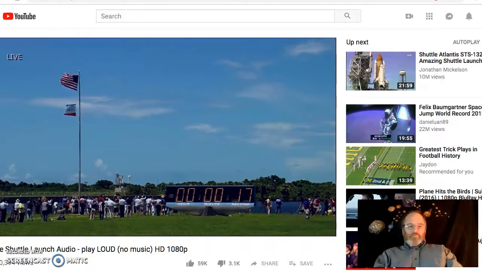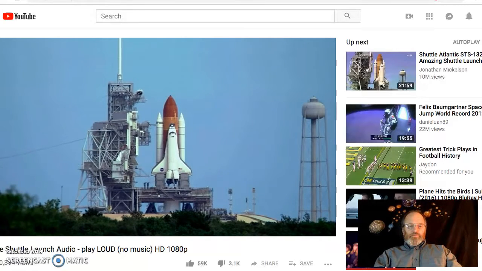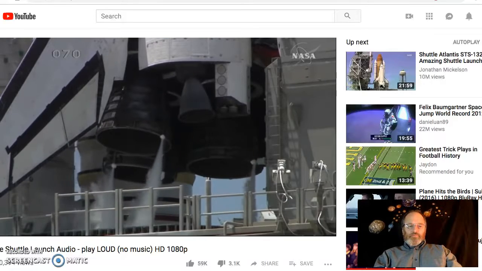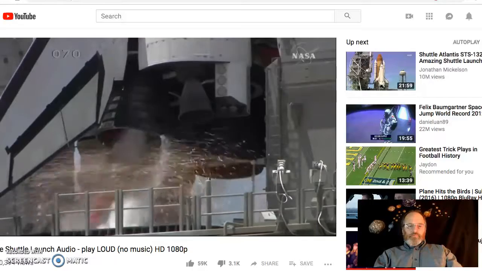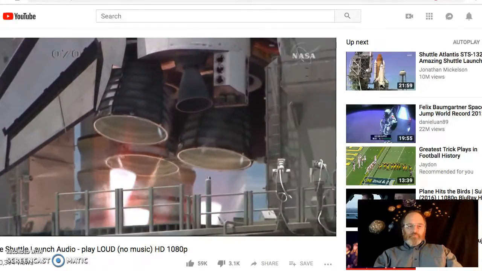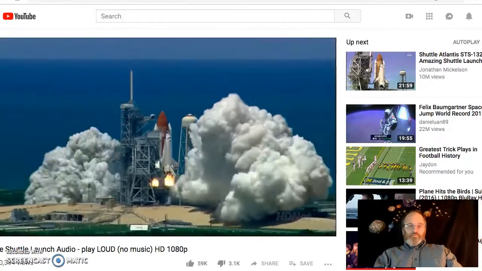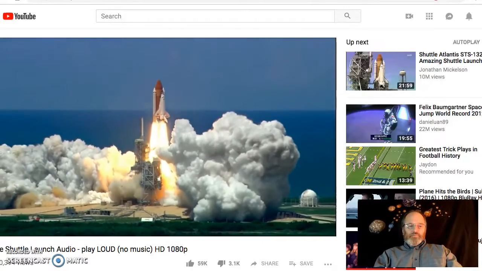T-minus 17 seconds and counting. 15, 12, 11, 10, 9, 8, 7, 6, start, 2, 1, boost ignition, and liftoff of the Space Shuttle Discovery, returning to the space station.